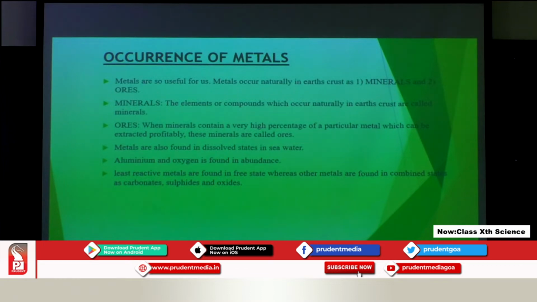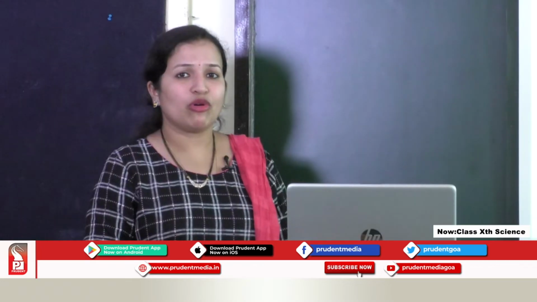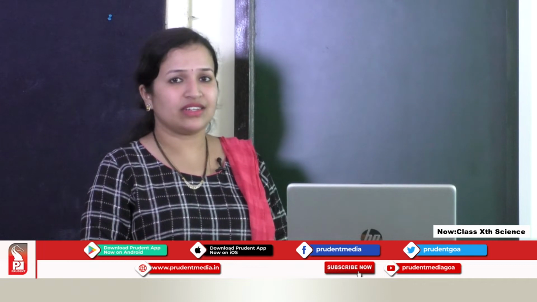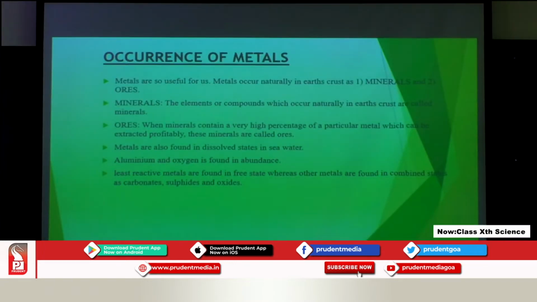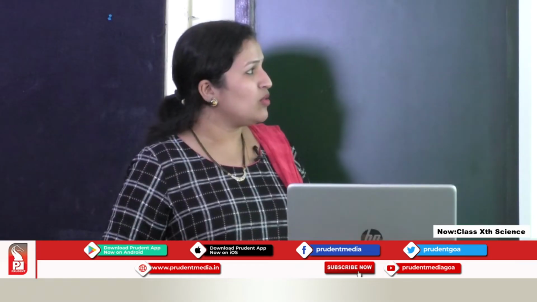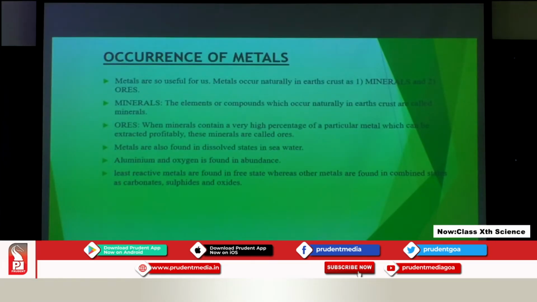The metals which occur naturally in the Earth's crust are known as minerals. At some places the concentration of the metal in the mineral is very high, a very high percentage, and we can extract it in a profitable manner. We can make profit out of it, we can earn money by extracting such minerals. Such minerals which contain a very high percentage of a particular metal and which can be extracted profitably are known as ores. I have also told you that metals are present in dissolved form as salts in seawater.